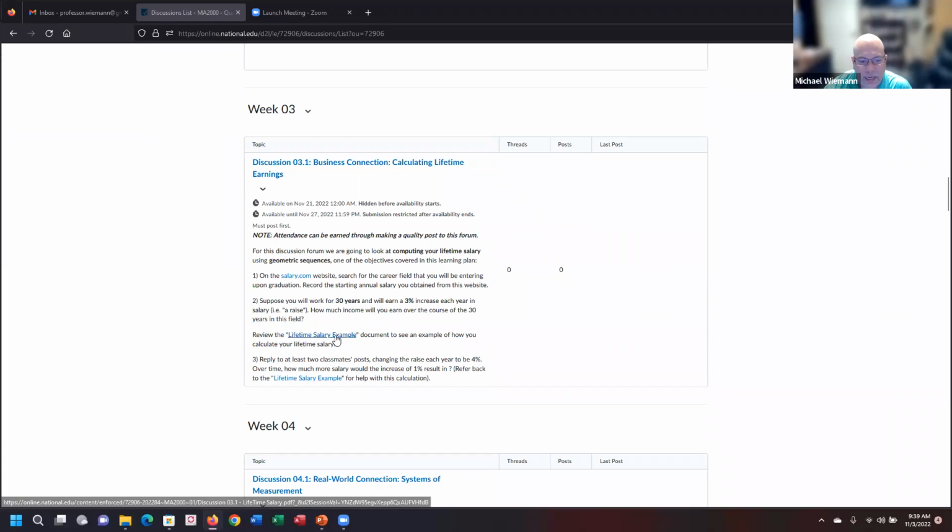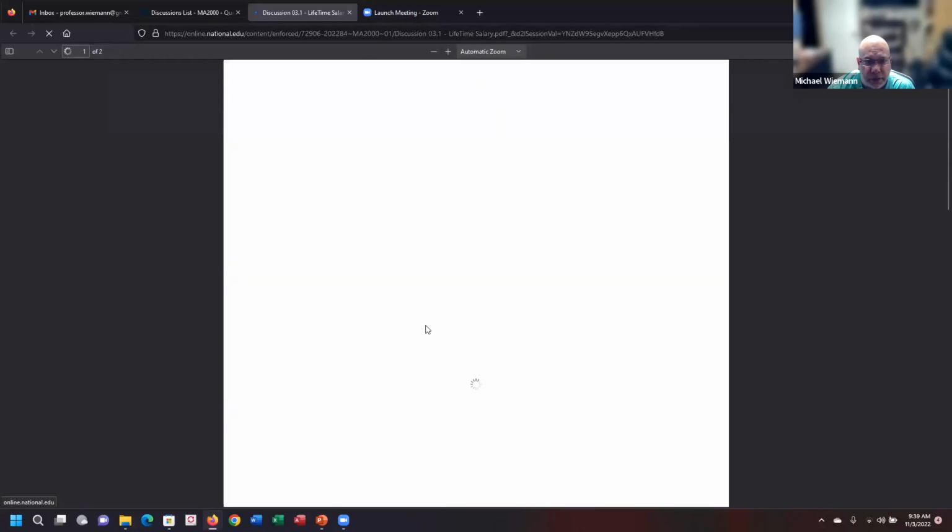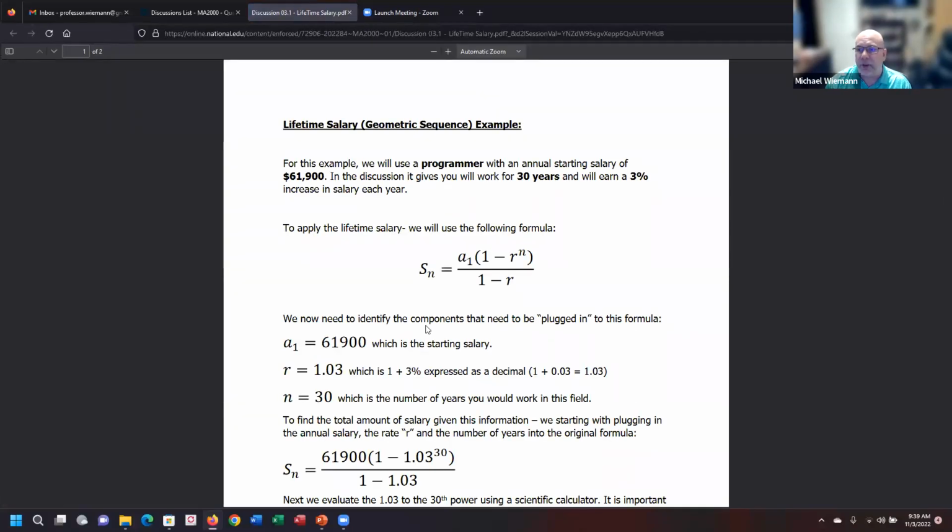So let's take a look at the example here, and it will go through the steps of after the 30 years, how much have you accumulated in earnings? It'll say review the lifetime salary example that'll open up here. Okay, so in this example, they're utilizing programmer as the base amount, with an annual salary of $61,900. In the discussion, it says that you're going to accumulate that amount for 30 years at a 3% increase each year. So in other words, you get 3% after the first year, 3% after the second year, etc.